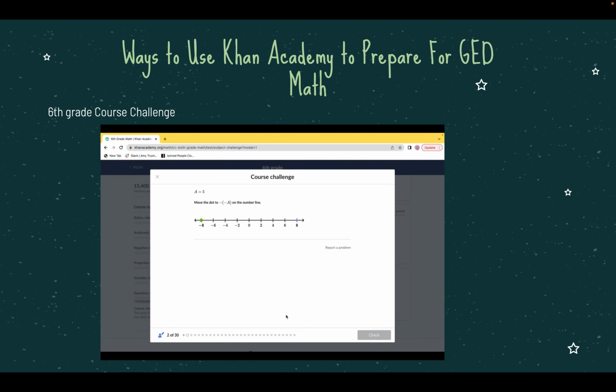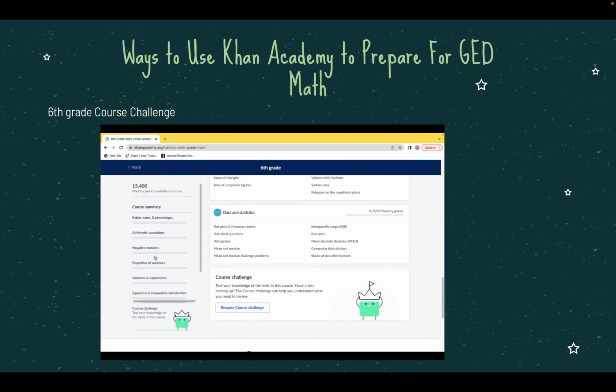At the end of the challenge, you will get a summary of progress. If your learner has an account, it will save the progress and skill mastery in the menu. The units of study menu and progress will be shown here. If you just want to work on 6th grade skills without taking the course challenge, you can choose options one by one. For example, arithmetic operations.